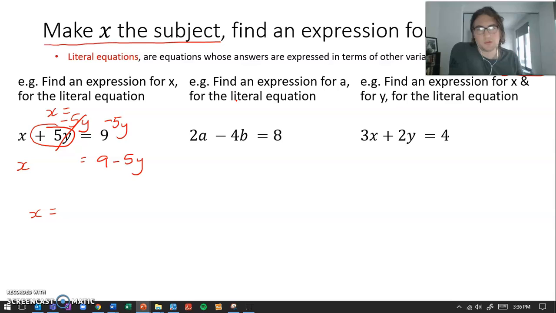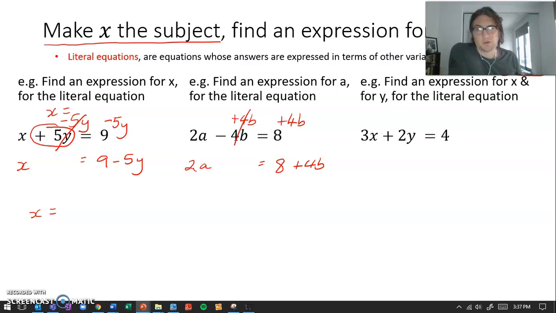Example number 2. Find an expression for a for the literal equation 2a minus 4b is equal to 8. Now I've got 2a here, and I want to get just a by itself. I can see this is a negative 4b, so I'm going to add 4b to both sides, do the opposite of that. So minus 4b plus 4b just gives me 0 there. So I've got 2a is equal to 8 plus 4b on this side.